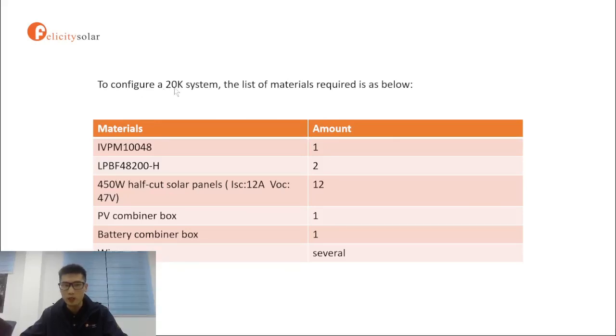So to configure a 20,000 system, here is the list of the material we need. First, we will use one inverter, that is the IVPN 148. And then we use two lithium batteries, LPBF 48200H. And we use 12 solar panels. And the ISC of the solar panels is 12 ampere, and the VOC is 47 voltage. And we will use one PV combiner box and one battery combiner box and a few wires.